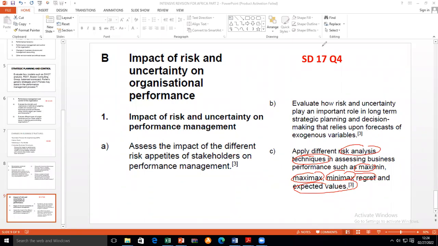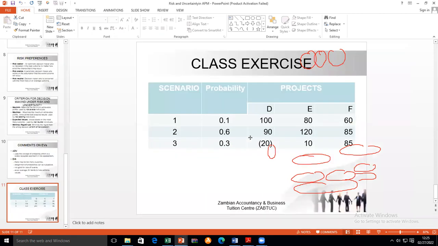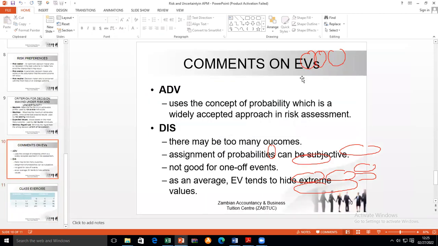A further question is one which is on September, December 2017, question number 4, where these risk analysis techniques were examined. Then on those notes, there's something that I'd love to talk about.